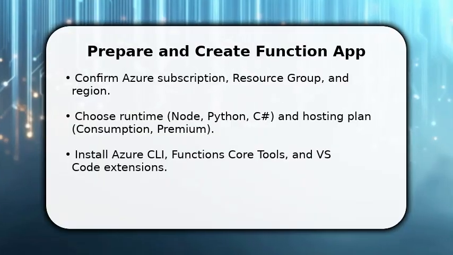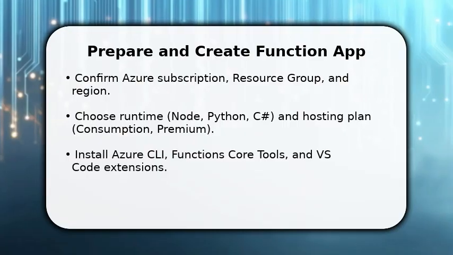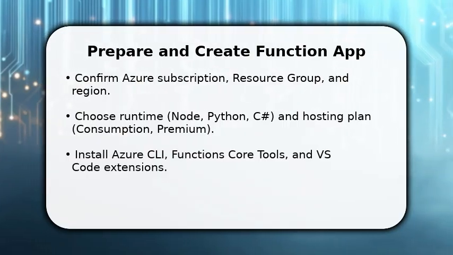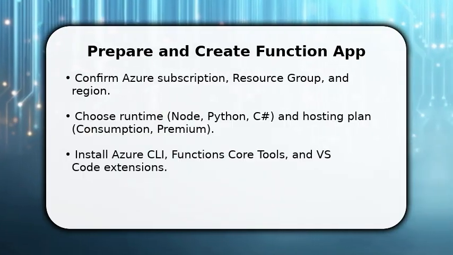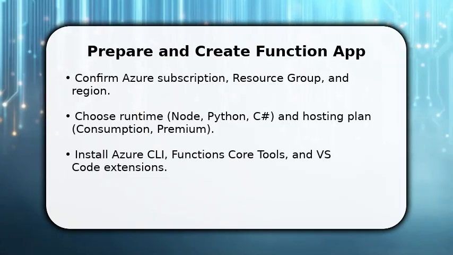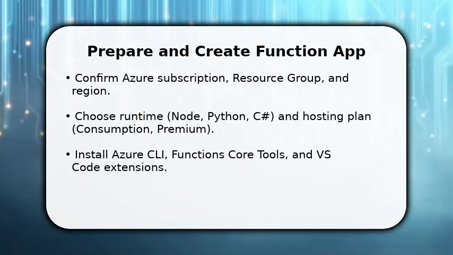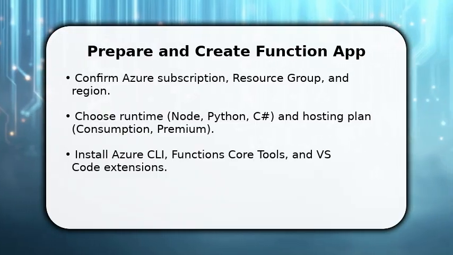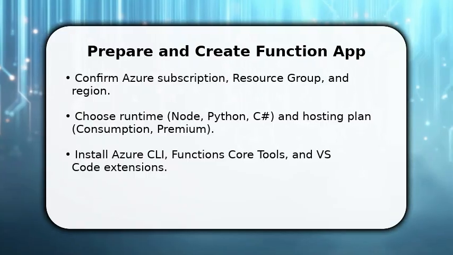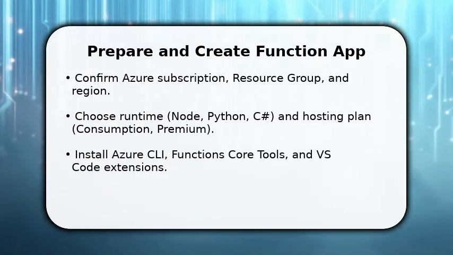You start by creating the function app resource in Azure so you can deploy code. Pick a resource group and region close to users. Once done, choose runtime and hosting plan because they determine cold start behavior and billing. Make sure Azure CLI, Functions Core Tools, and VS Code or Visual Studio are installed locally. These tools let you scaffold, run, and debug functions.